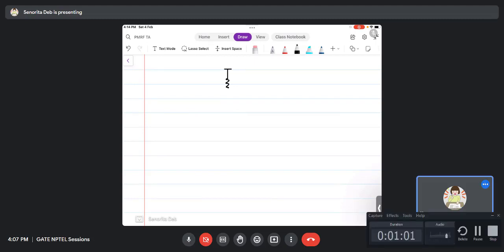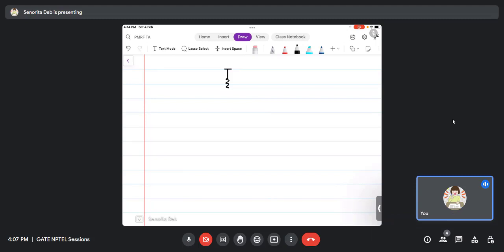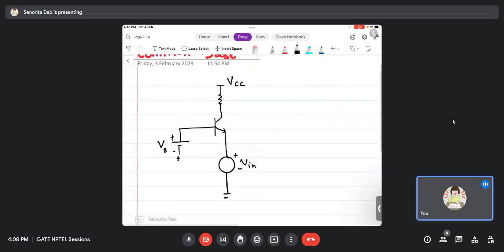One second. Okay. So the input will be applied to your emitter and the output will be taken from the collector. Okay, that is common base. So this is your transistor. Here in the emitter terminal, the input Vin is applied. The base is biased with a DC source, and this is your supply. This is RC. From here you are taking the output. So this is the input, the emitter terminal, and this is the output.